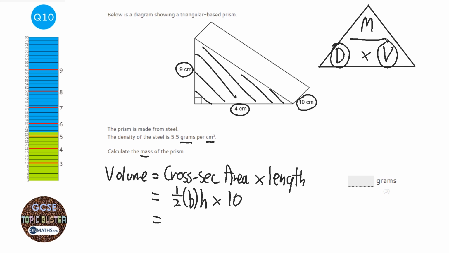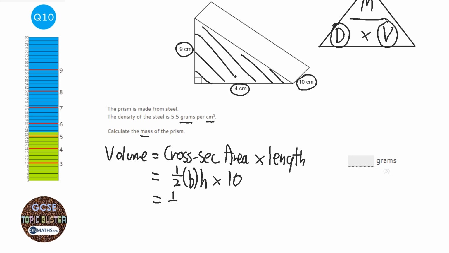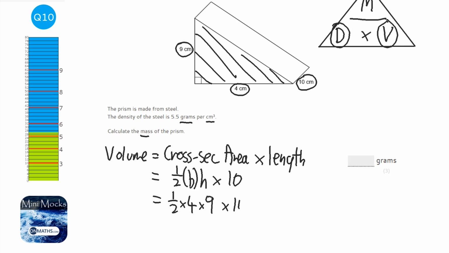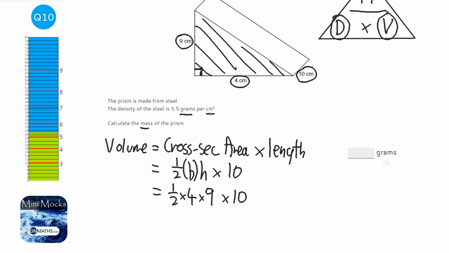So what have we got? The base, which is 4, so it's half times 4 times the height, which is 9 times 10. Now, the reason I know the height is 9 is that it hits the base at right angles, and that's really important. The base and the height must be at right angles. And don't forget to halve it.